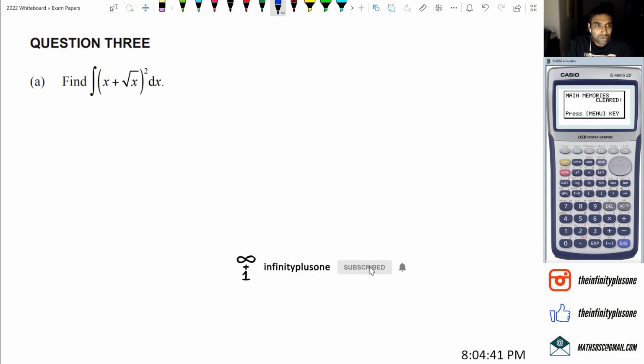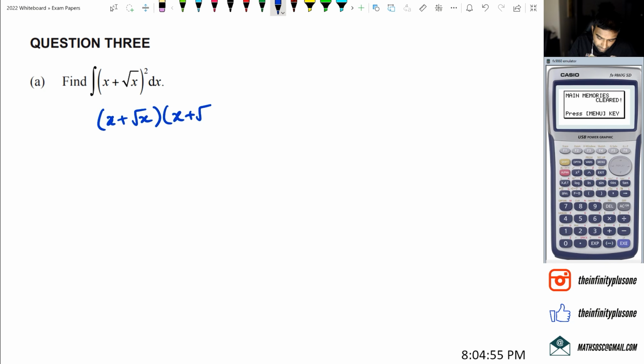So we've got question 3A here. With question 3A, the first thing you really want to be doing is expanding the brackets, because we've got that square root of x that we need to deal with. So I'm going to have x plus square root of x times x plus square root of x. Then I'm going to actually do expansion of a quadratic. So I've got the first terms, the outsides, the insides, and the last terms.